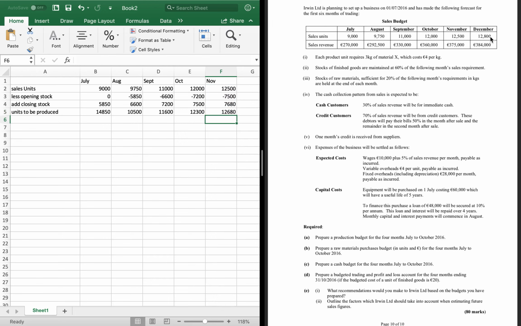Which is the 12,680. Okay. So that's our production budget done. The second thing we're asked to do is a raw materials production budget. So prepare raw materials production budget in units and euros.